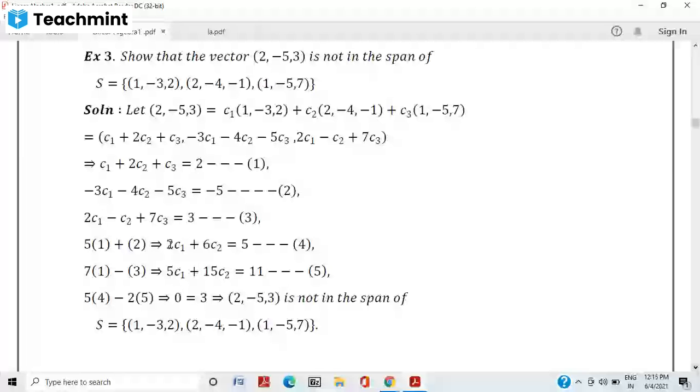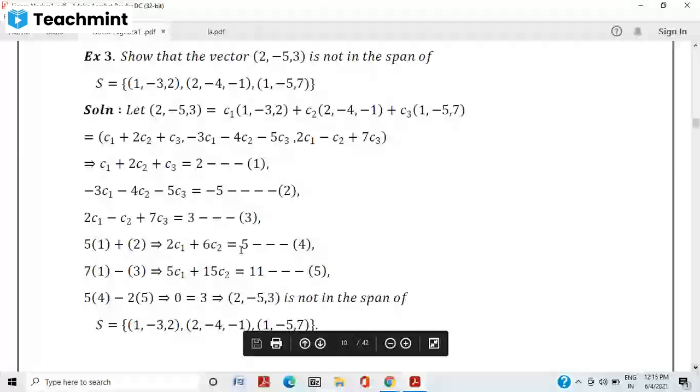14C2 minus C2, minus C2. Here one minus sign is already there. Then minus C2 will become 15C2. Then here 14 minus 3 is 11. Now we will make the coefficient of C1 the same.